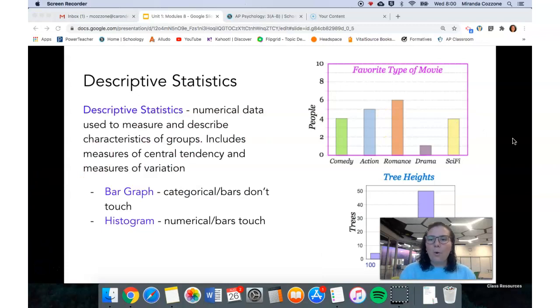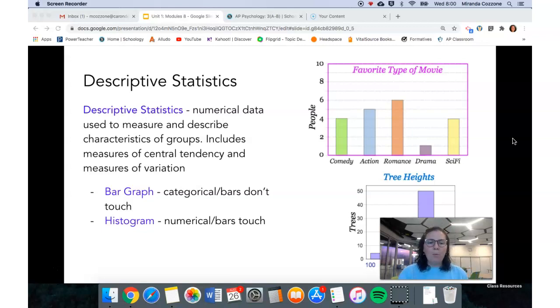All right, so what are descriptive statistics? Your book says that it's the numerical data used to measure and describe characteristics of a group. Okay, and that includes measures of central tendency, which we'll talk about in the next slide, and measures of variance or variation, which we'll get to in a little bit.